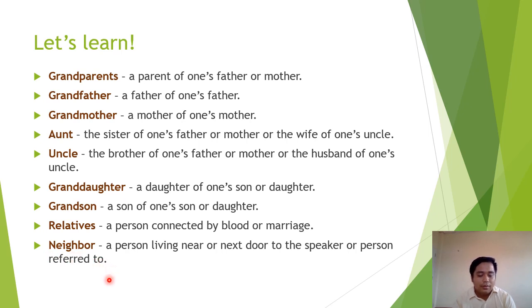Next, we have neighbor. Who are they? A neighbor is a person living near or next door to the speaker or person referred to. For example, your house, your home, and there's another home near your home. The people who live there are your neighbors. It's either in front of your house, beside the house, or at the back of your house. So they are your neighbors. Understand?